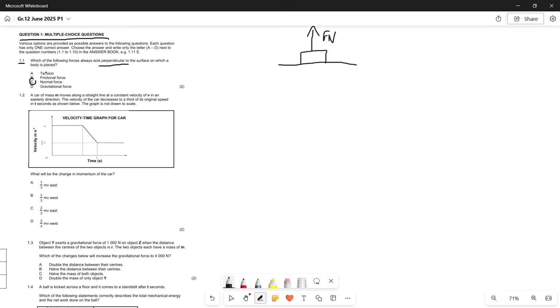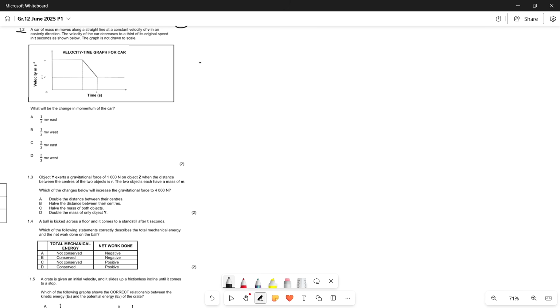We're going to see why it isn't A, B, and D. If it was tension or an applied force, it would be pulled on the object, tension being some sort of string or rope attached to the object. An applied force can also be through the means of tension. A frictional force would oppose the motion of the object, cool, and then gravitational force would act down to the center of the earth. So therefore our answer is C, and that is our first 2 marks.